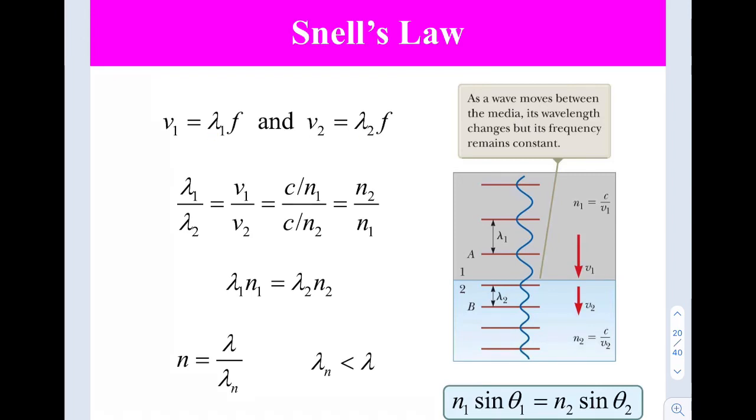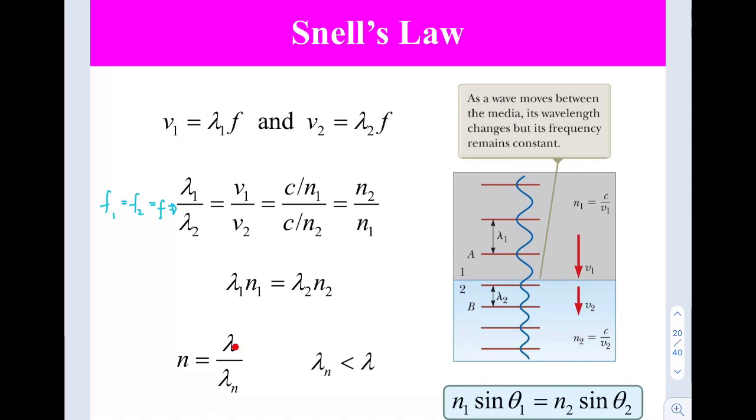Based on the concept that F1 is equivalent to F2 is equivalent to F, we may use the ratio: lambda 1 over lambda 2 is equivalent to V1 over V2, equivalent to C over N1 over C over N2, where C can be cancelled out, so we are left with N2 over N1. From here, we may rearrange the equation: lambda 1 N1 is equivalent to lambda 2 N2.